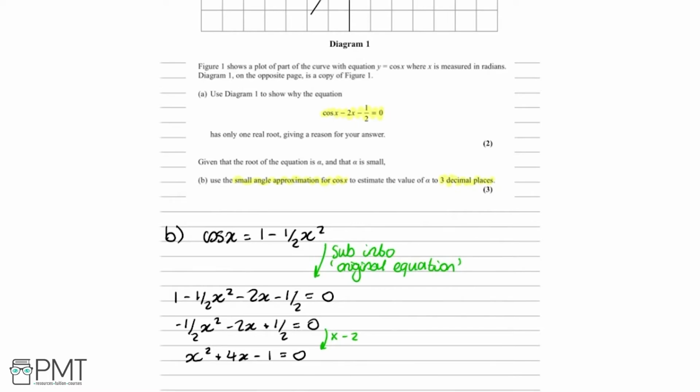Now what we're going to do is solve this. These sorts of questions aren't trying to test your ability to solve quadratics, so we don't need to be worried about trying to use the quadratic formula perfectly.